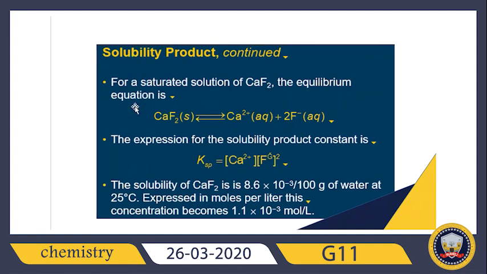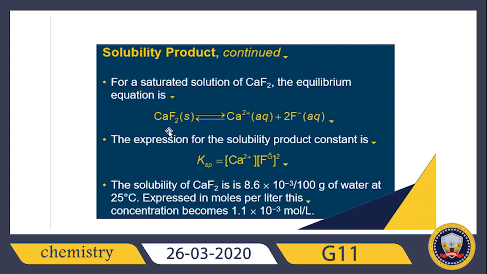So let us see another example, guys. We have calcium fluoride. So the equilibrium equation will be as follows: the salt, calcium fluoride, will dissociate into 1 mole of calcium and 2 moles of what? Fluoride. So here we should make sure that we have the balanced equation. Balanced equation means that we have what? The same number of atoms of each element on both sides.